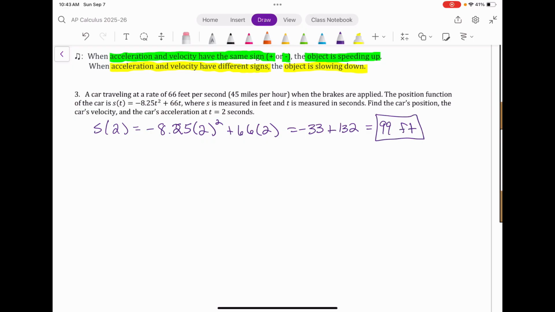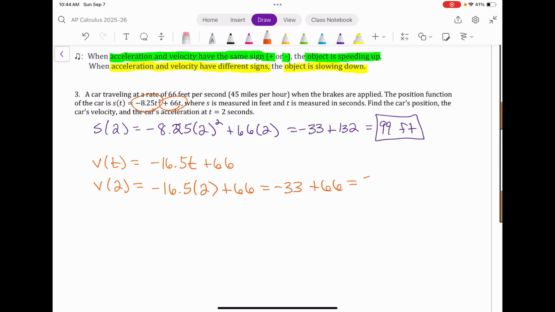Okay, and then the velocity. You're going to find the velocity by taking the derivative of position. So apply the power rule. So what is that? Negative 16.5 t, right? Taking the derivative of that. And then the derivative of 66 t is just plus 66. Okay, so the velocity at 2 seconds, plus 66. What is that? Negative 33 plus 66 is 33. And since it's velocity, it's feet per second.